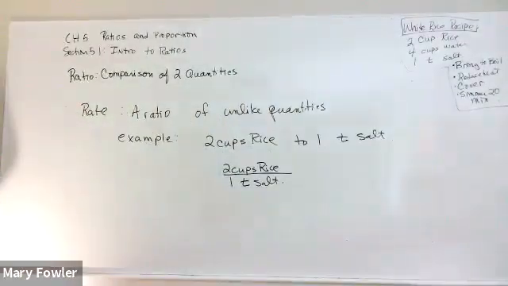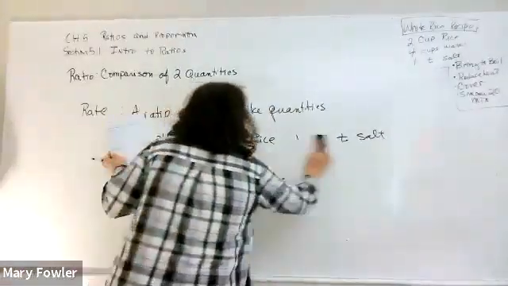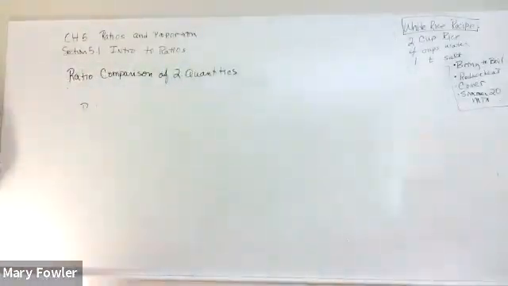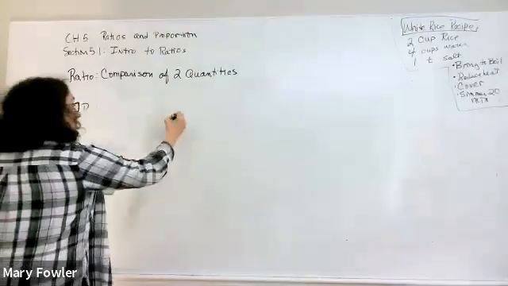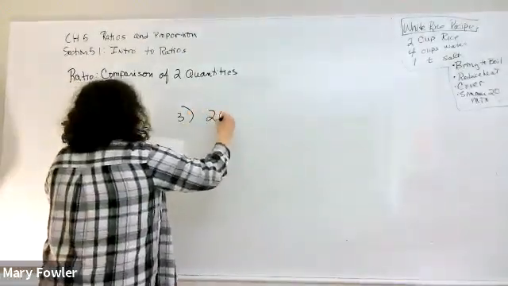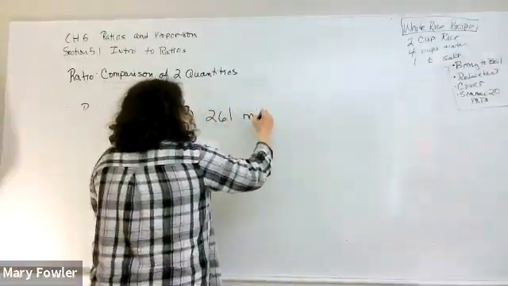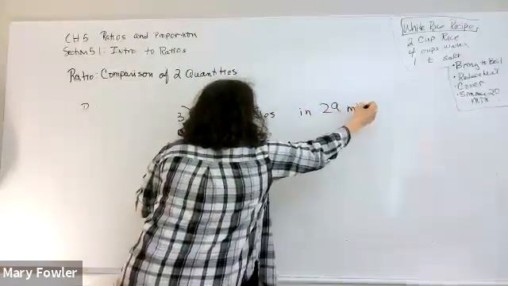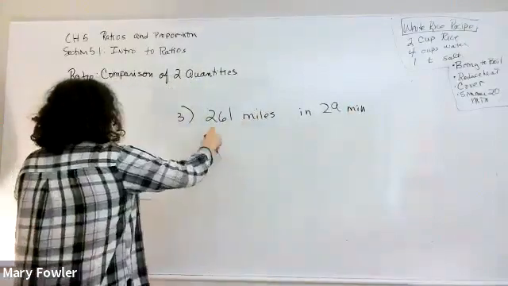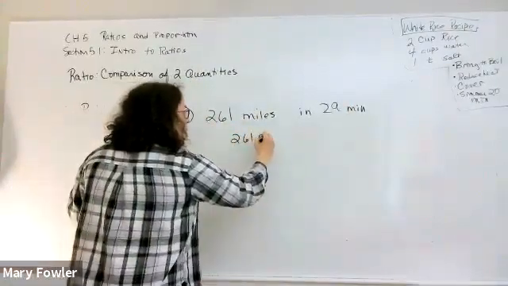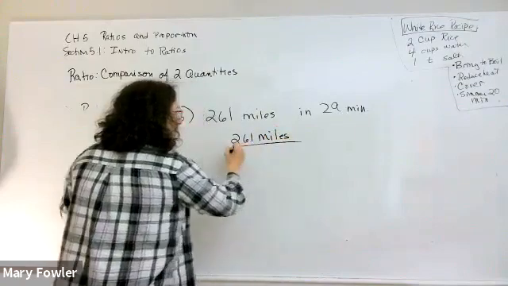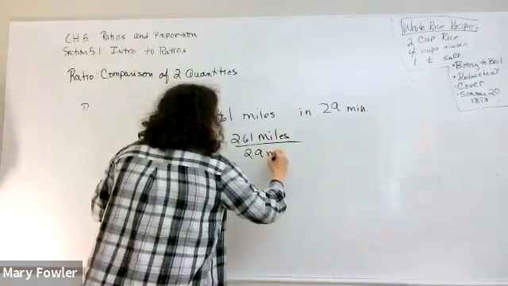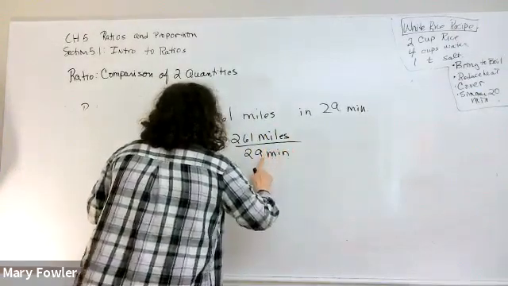So the next thing, we're going to look at problems number 3 and 4 on the worksheet. And those are about rates. Write the rate in the simplest form. 261 miles in 29 minutes. So we're going to write the first number in the numerator, 261 miles, and that's in 29 minutes.